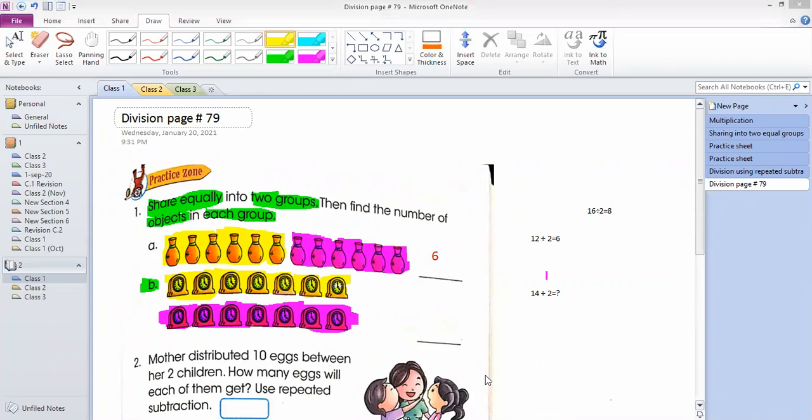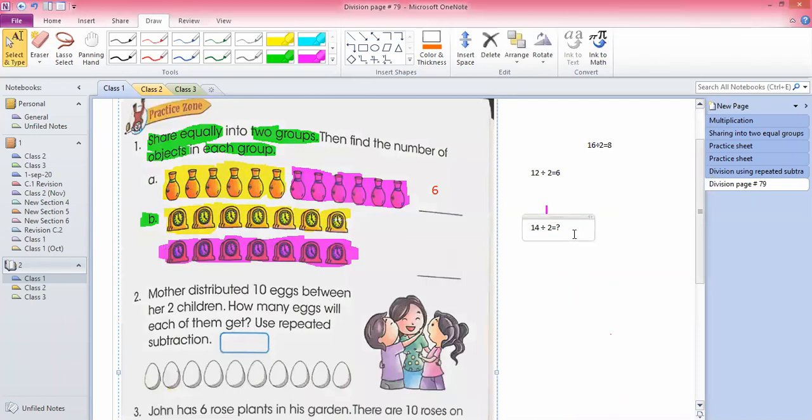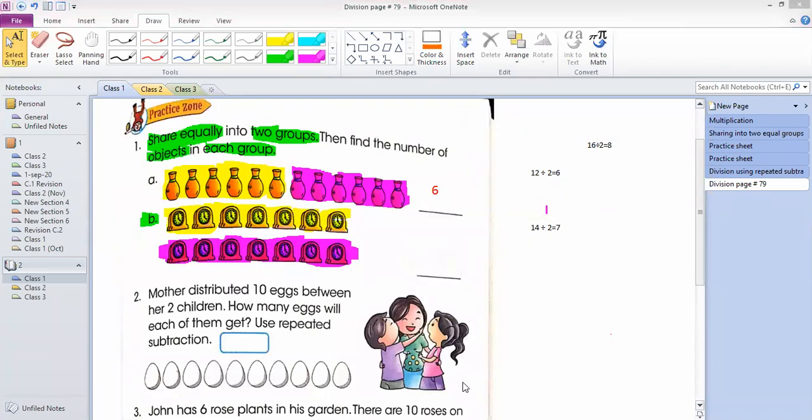So when you divide 14 clocks equally into two groups, in one group there will be 7 clocks. All students' answers are correct, those who told me in the chat box and those who answered me. So 14 divided by 2 equals 7. Each will get 7 clocks: 1, 2, 3, 4, 5, 6, 7 and 7 also here. Is there any problem, guys? No, sir. Very good.